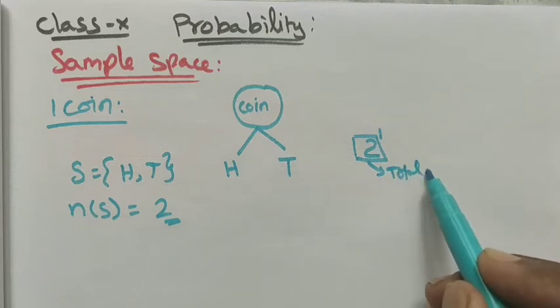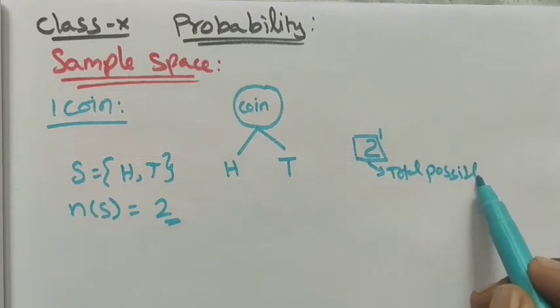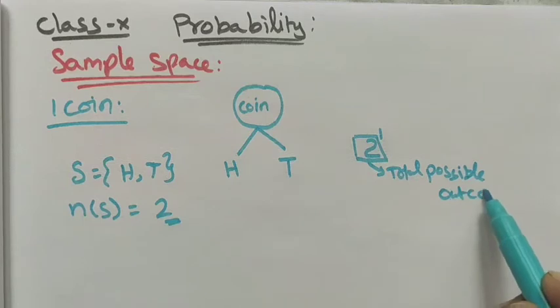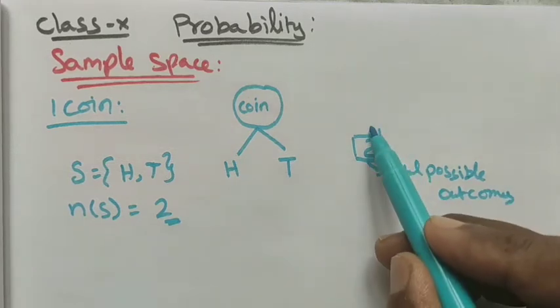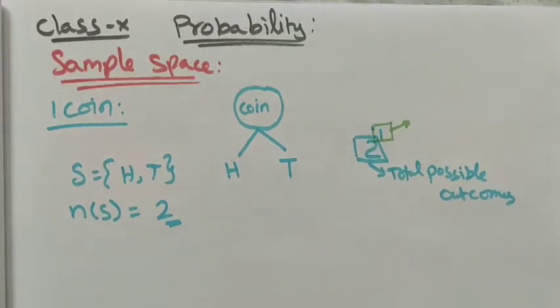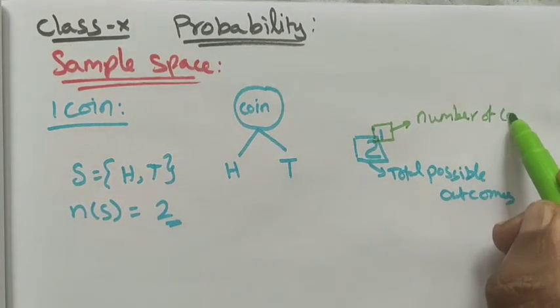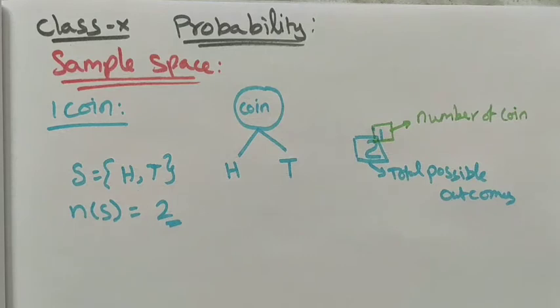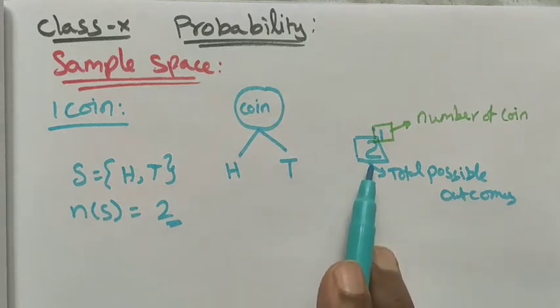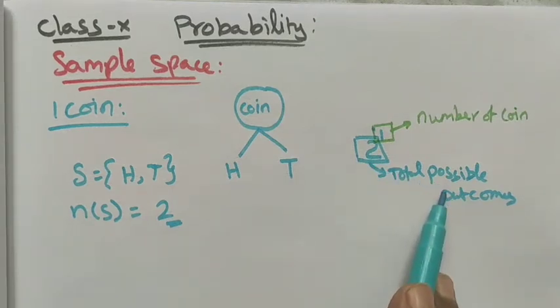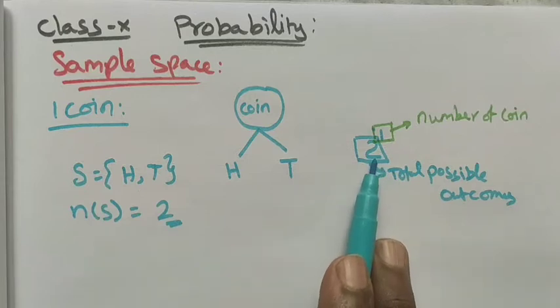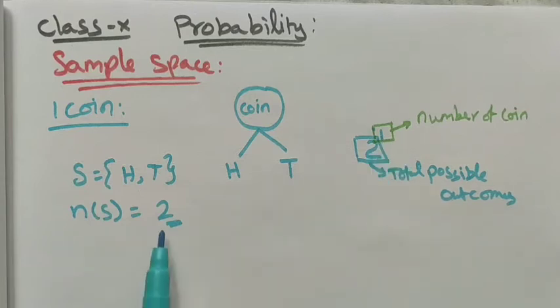Total possible outcomes, and the power 1 is the number of coins. So in a single coin we have total number of possible outcomes 2, the number of coins is 1, so 2 power 1 is 2, and then the sample space is head and tail.